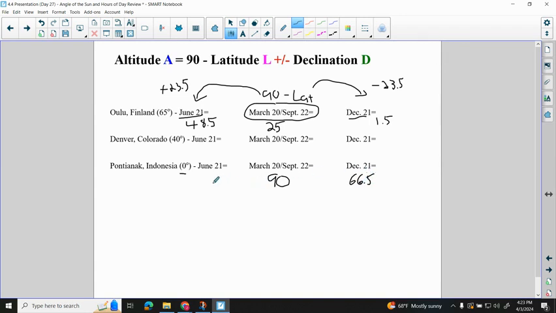Coming over here, this is a little bit confusing. I'm going to add 23.5 to 90, and I'm going to get 113.5. All that means is that the sun is on the northern side. So if I were in Indonesia, I would look to the north to see the sun, and it would be 66.5 degrees above the horizon to the north. This one is 66.5 degrees above the horizon to the south. But you can just record it this way, and just know it's still really high in the sky. Okay, I hope that makes sense.